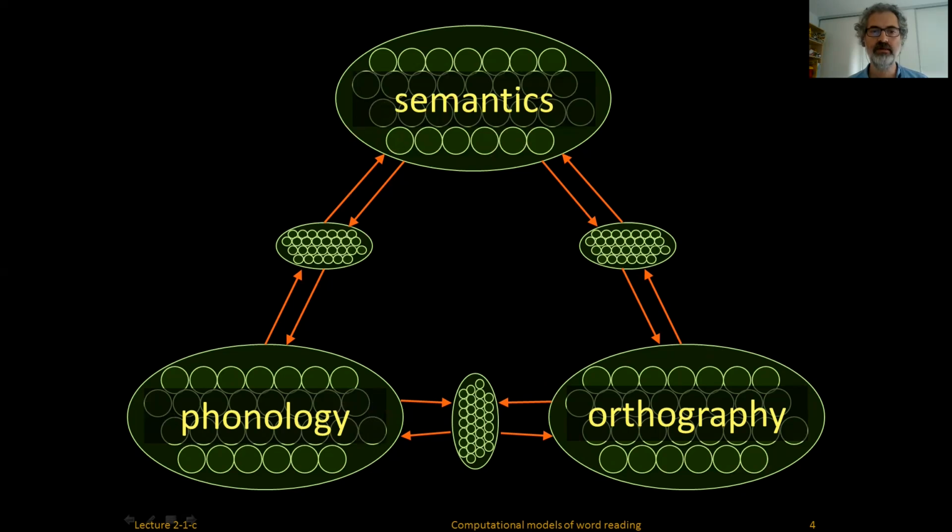And very importantly, there is no difference in how one goes about reading known words or unknown words. The only difference is that if it's a known word, it has a meaning so that semantics can help. But if it's an unknown word, it has no meaning, so this is not going to be activated and will not contribute. So in a sense, this is also a dual route type of model. But the second route is actually semantic mediation.